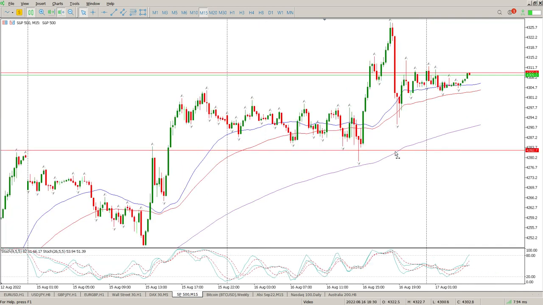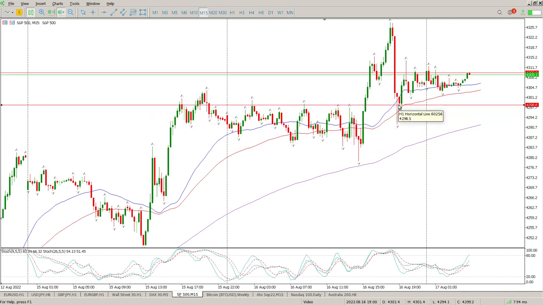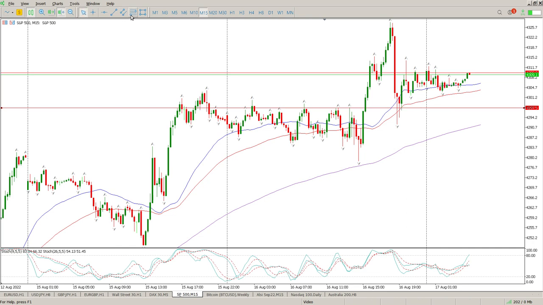So for today, what are we looking at? That weekly high has been tested. Quite happy with that. But now what we have is this kind of setup here.